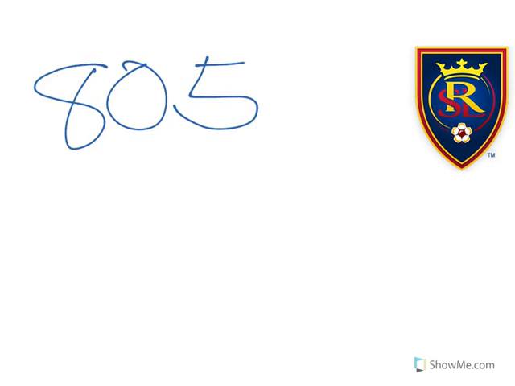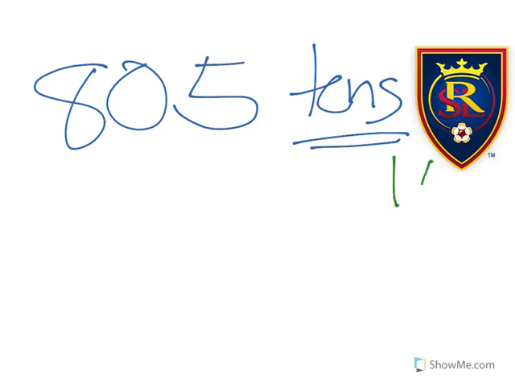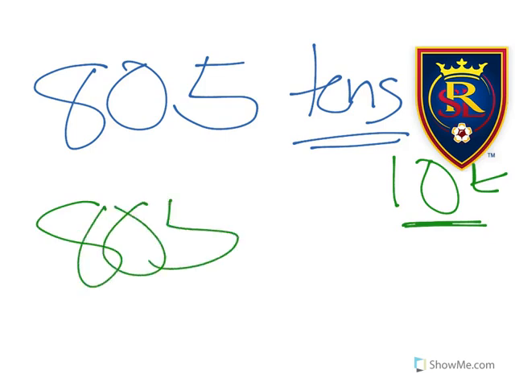But let's say they want tens, and we have 805 tens. They're saying, show me the number 10, and I want to know how much is 805 tens. Well, how many zeros are in a 10? There is 1 zero, right? So I'm just going to write that number down and add 1 zero. So I have 8,050.